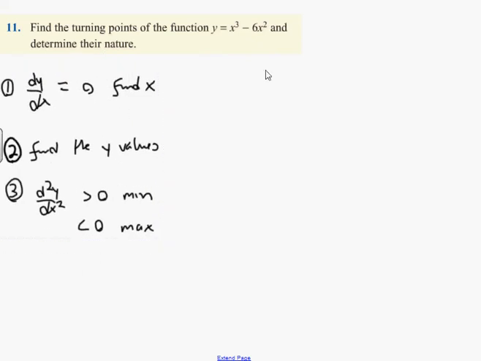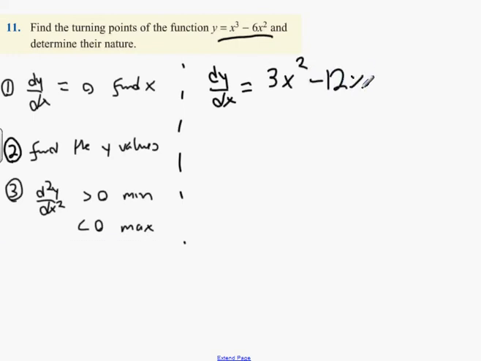Now what we're going to do next, guys, we're going to get this function. Dylan, differentiate it for the first part, please. How do you differentiate it? 3x squared minus 12x. Now that is going to equal 0. Any idea how to solve it?